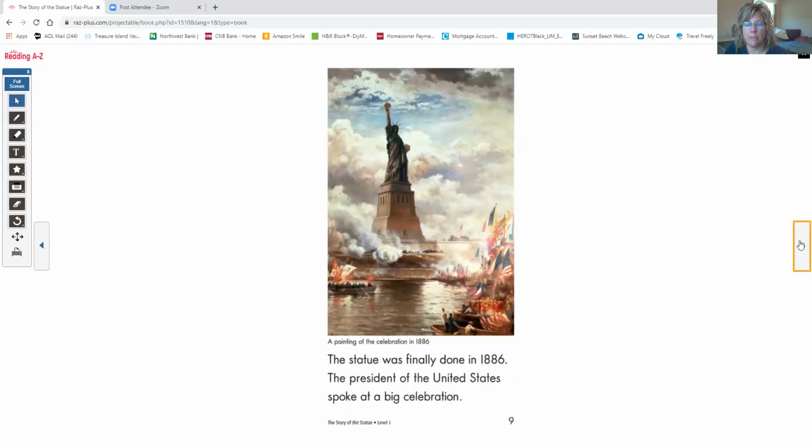And the caption says, a painting of the celebration in 1886. The statue was finally done in 1886. The President of the United States spoke at a big celebration.